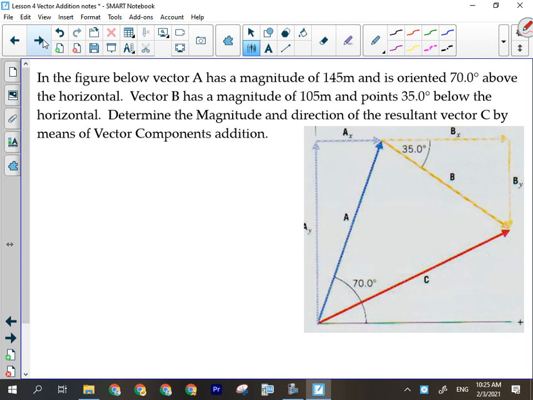I want you guys to write this one down. The diagram's already drawn for you, but I want you to write this one down and draw the diagram. I'll give you a minute to do that, and then we're going to walk through the whole thing together, as your first example of a vector addition question.